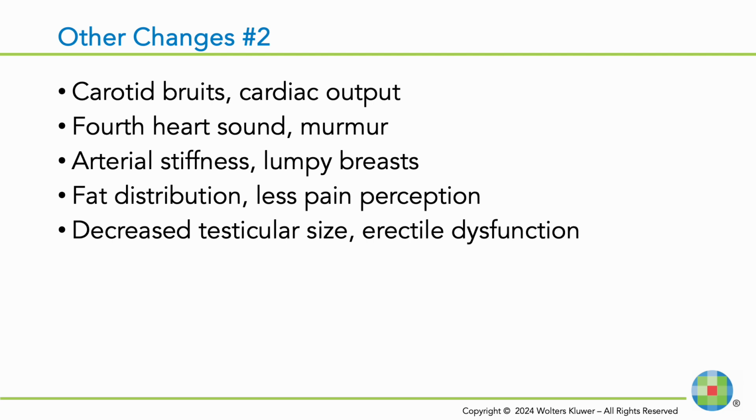What are some other changes? Vascular changes, carotid bruits, a change in their cardiac output, murmurs, additional heart sounds. Their arteries become stiff and hardened. Their breasts develop lumps. A change in their fat distribution. They have less pain perception. There are sexual changes as well, decreased testicular size, erectile dysfunction, which is, unfortunately, I say unfortunately, we don't want to think about elderly people, especially since we're younger. Many of us probably have parents and grandparents that are older. We really don't want to think about that.